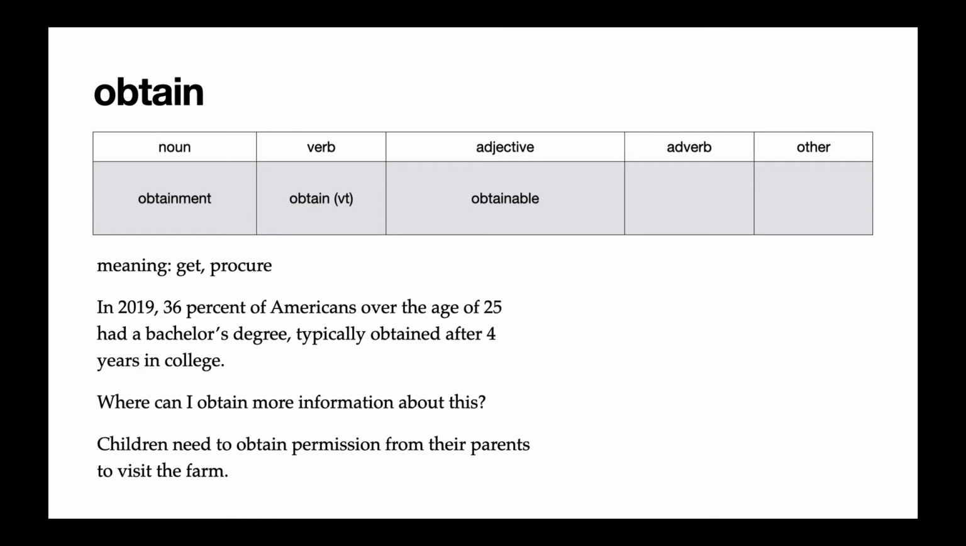So in the reading, we said, in 2019, 36% of Americans over the age of 25 had a bachelor's degree, typically obtained after 4 years in college. So typically gotten, typically won or procured after 4 years in college. So obtain is just a more formal way of saying get. Where can I obtain more information about this? Or children need to obtain permission from their parents to visit the farm. So these are kinds of things you would say in formal situations.